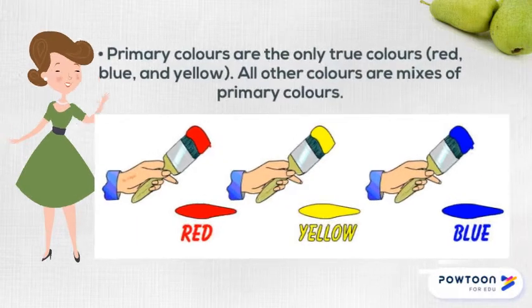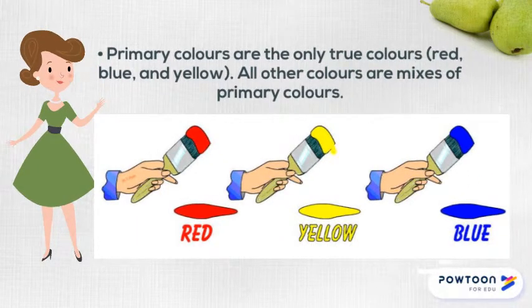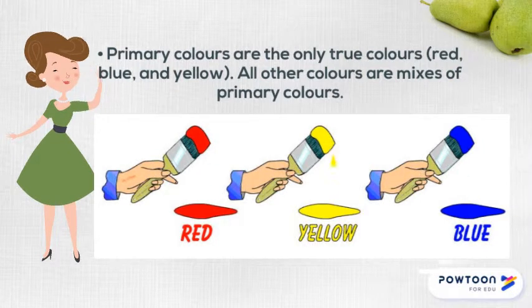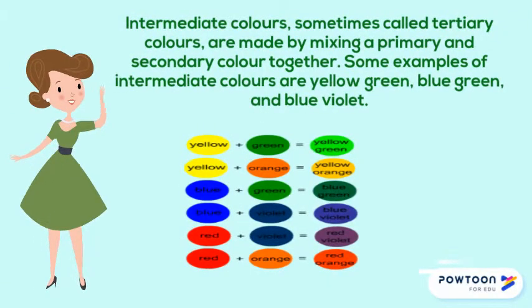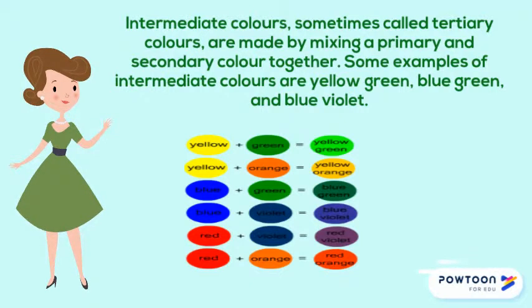Primary colors are the only true colors: red, blue, and yellow, and all other colors are mixtures of primary colors. Secondary colors are two primary colors mixed together, and intermediate colors, sometimes called tertiary colors, are made by mixing a primary and a secondary color together. Some examples of intermediate colors are yellow-green, blue-green, and blue-violet.